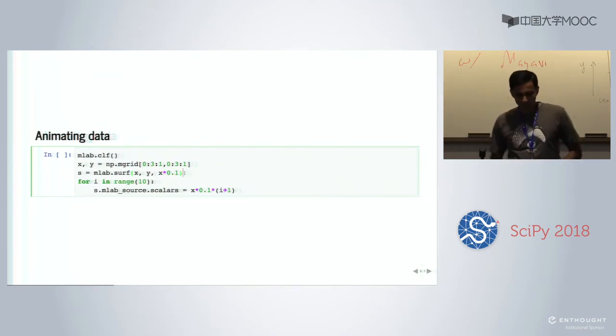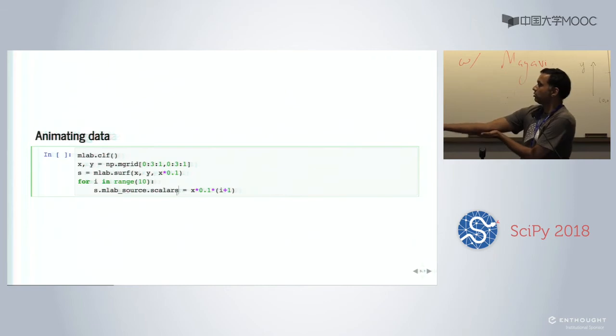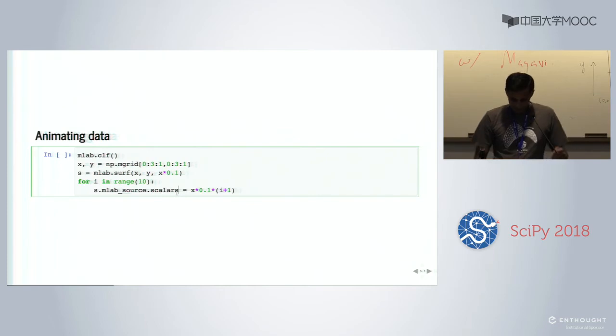It's a ramp, okay? Now what I'm going to do is say for i in range 10, notice what I did here. I say s is mlab.surf, then s.mlab_source.scalars is x into 0.1 into i plus 1. So what this should do is you should see a plane like that, and the plane should just go up like that, right? So let's just run this.